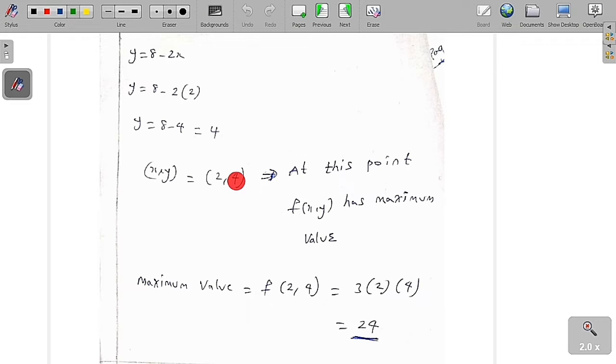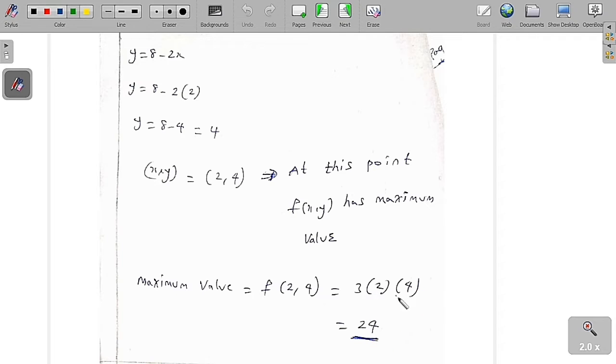Then we have to find what is that maximum value. So you have to substitute these values in the function to get the maximum value. So at this point f of x comma y has the maximum value. Therefore the maximum value is equal to f of 2 comma 4, which is 3xy, which is 3 into 2 into 4, which is 24.